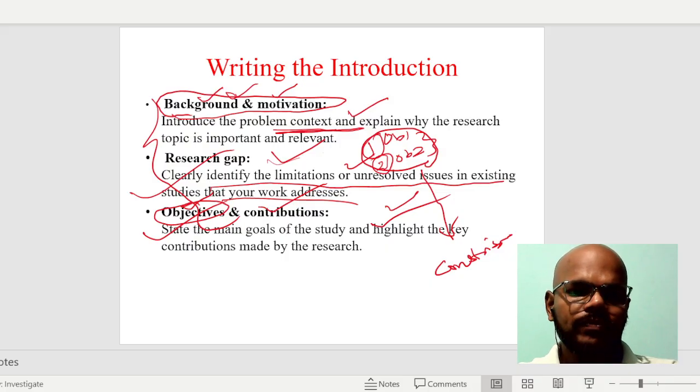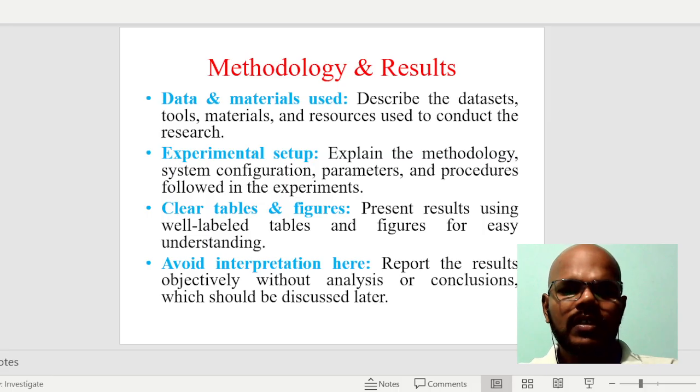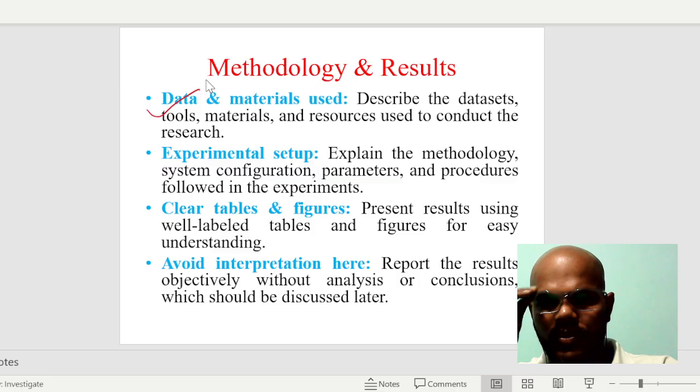So next we will discuss the methodology and results section, right. In the methodology and results section there will be 4 categories. First one is data and materials used, right.